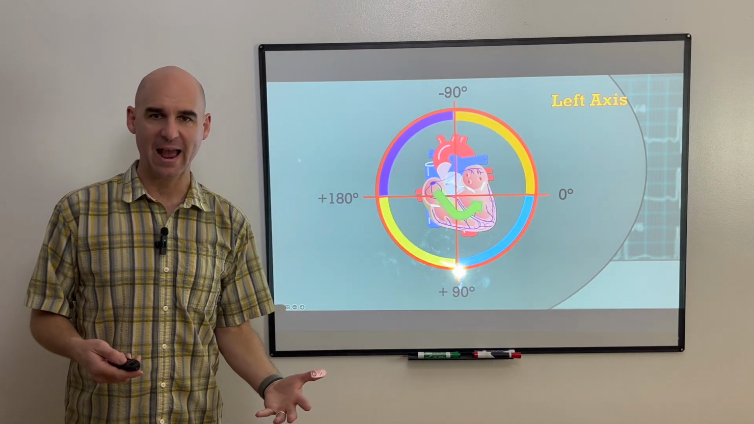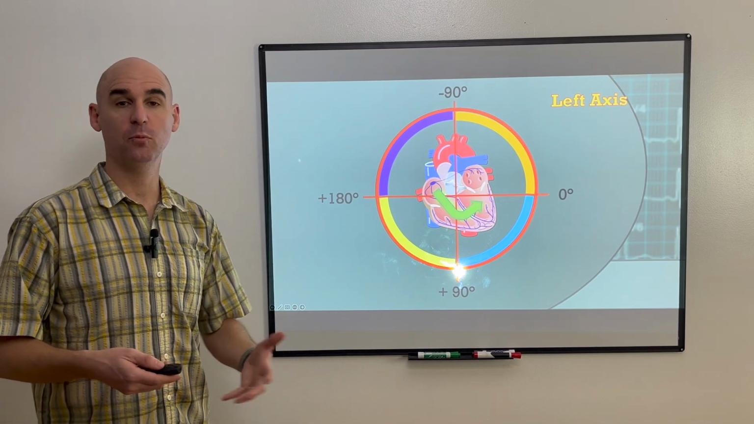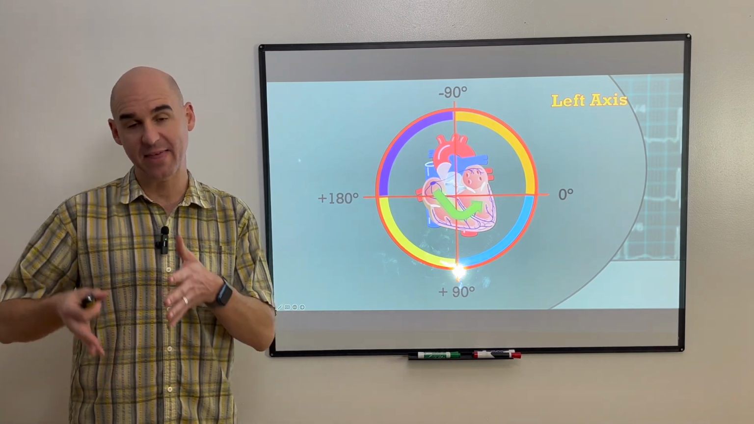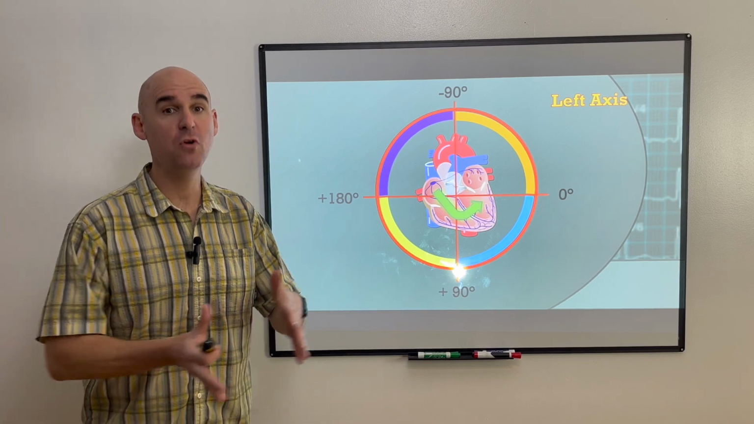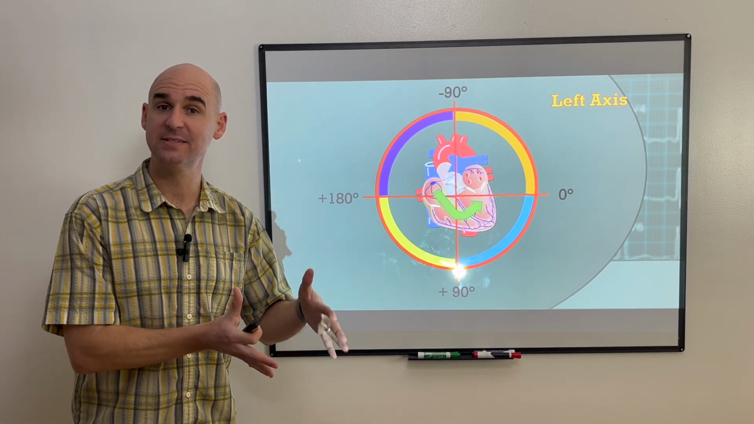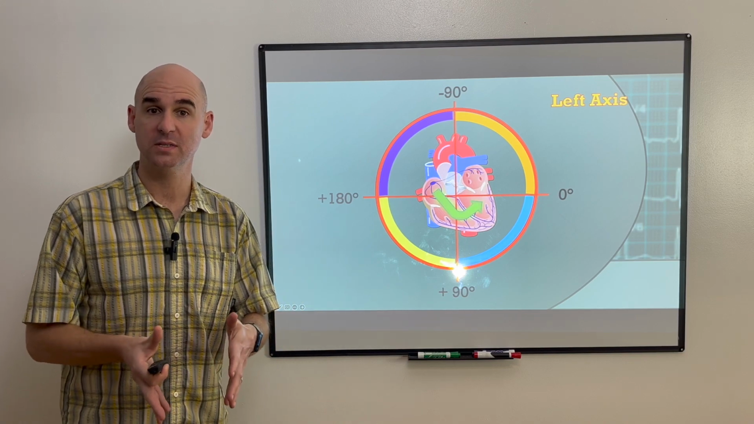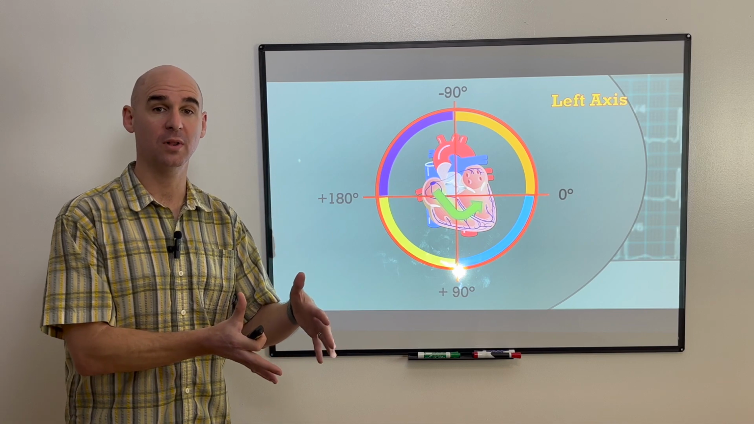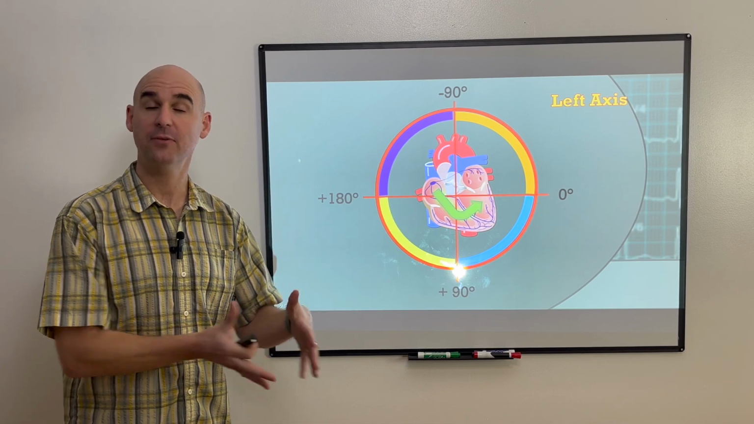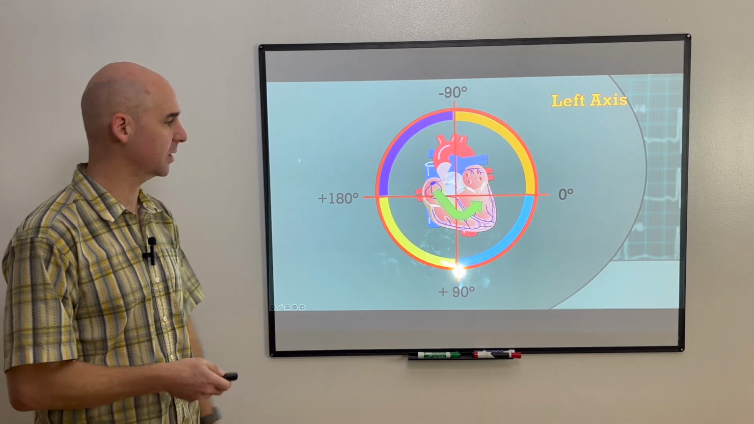So in left axis deviation, there's a couple of reasons that we can see that that axis itself, or that average direction, is now moving over toward the left-hand side more than it was under normal depolarization, all right? So we've got to shift more toward the left ventricle, okay? And there's a couple different things that can cause that we're going to talk about.